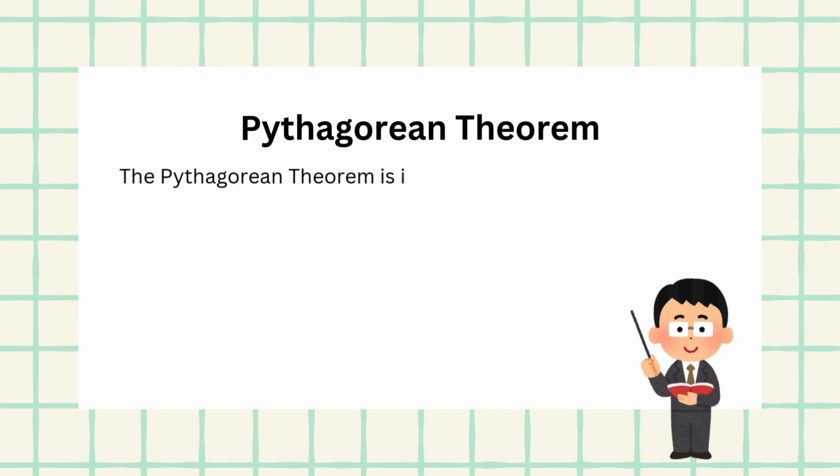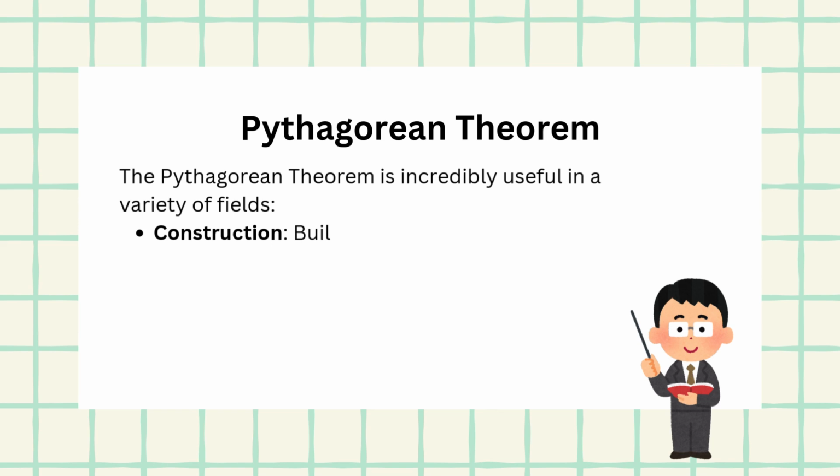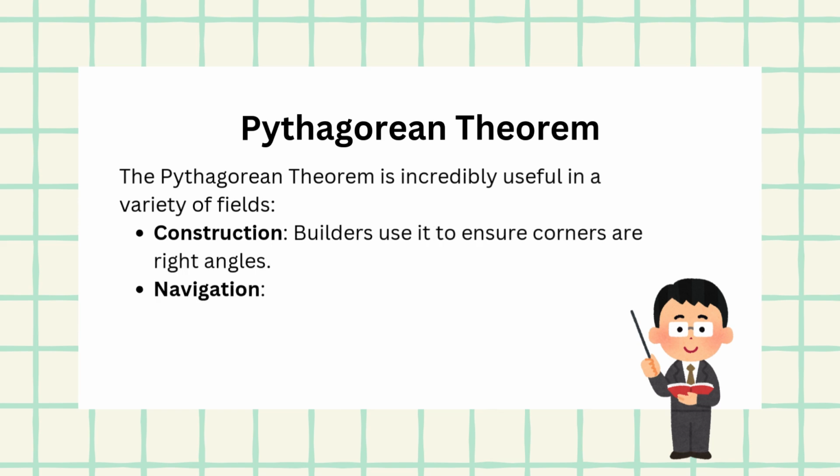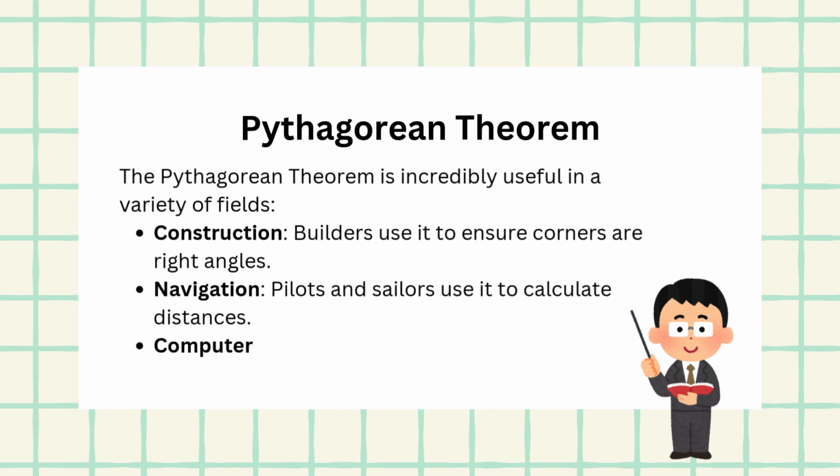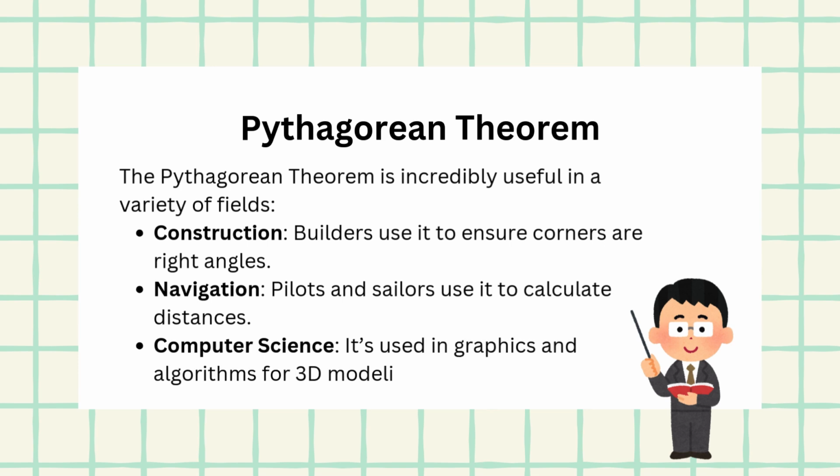The Pythagorean theorem is incredibly useful in a variety of fields. Construction. Builders use it to ensure corners are right angles. Navigation. Pilots and sailors use it to calculate distances. Computer science. It's used in graphics and algorithms for 3D modeling.